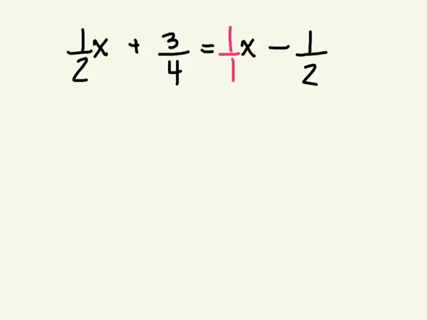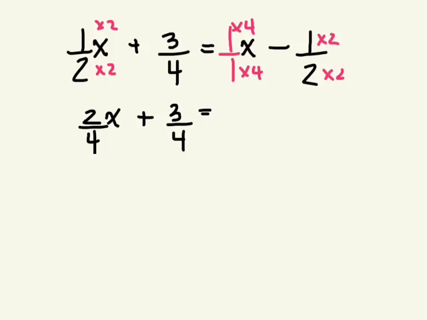Because we know eventually we're going to simplify and combine our like terms, let's find a common denominator. What is the common denominator? 4. Okay, so how do I get a common denominator of 4? I have to multiply this by 2, and this needs to be multiplied by 4, and this needs to be multiplied by 2. Good. So let's just rewrite it with a common denominator. 2 over 4x plus 3 over 4 equals 4 over 4x minus 2 over 4.